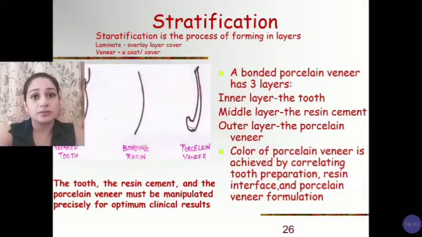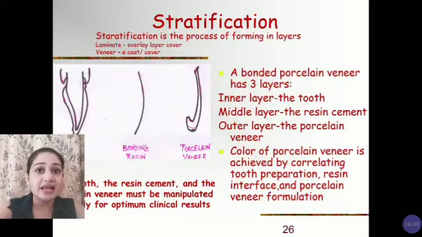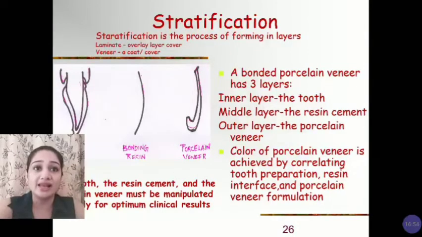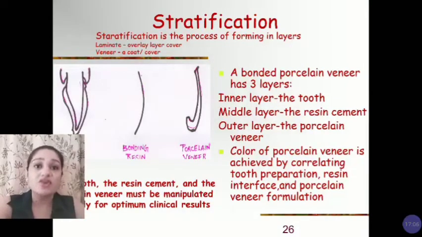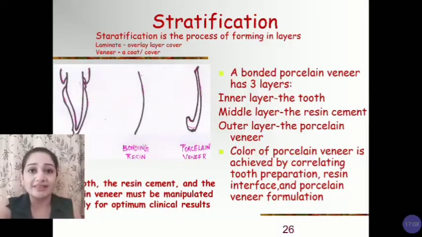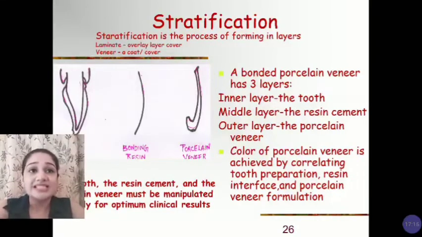Then coming to the concept of stratification. Stratification is the process of forming layers. As the name laminate suggests, the dictionary meaning is overlay, layer, cover. The veneer means a coat or a cover. So basically laminate veneers means a cover or a layer or layering. Stratification is the process of forming different layers. So by giving different layers, we achieve good aesthetic results in dental laminates. So we will see what stratification is.